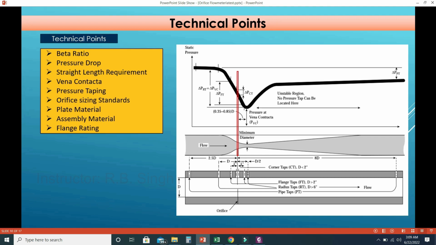The pressure drop, as I told you, is that in the downstream area the pressure is reduced, and although it tries to increase its value, it cannot reach its original condition. So the pressure drop is the difference of pressure between upstream and downstream. And what is the pressure loss? The pressure loss is the value of downstream pressure that cannot be recovered by the process.